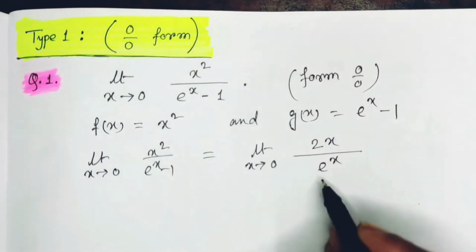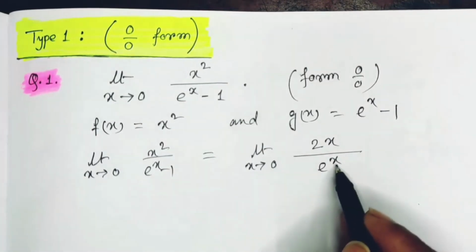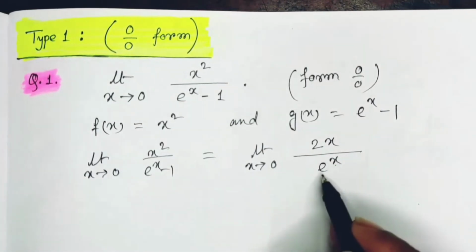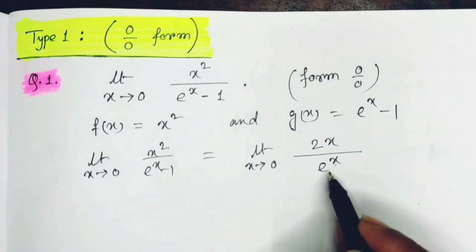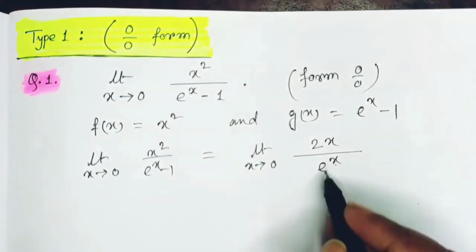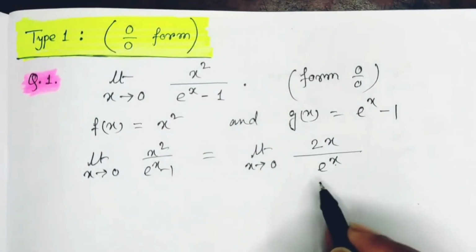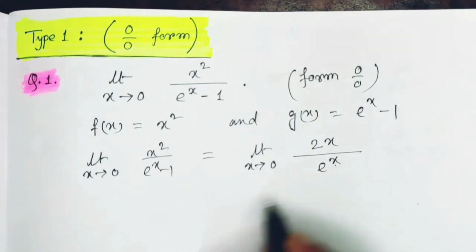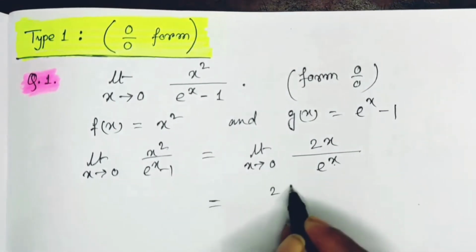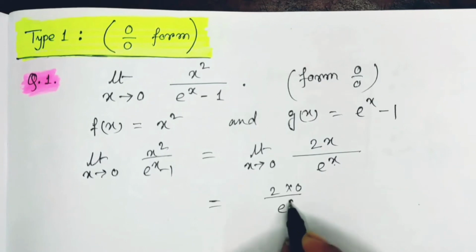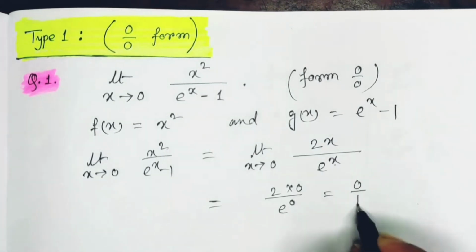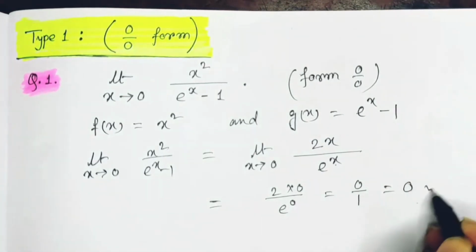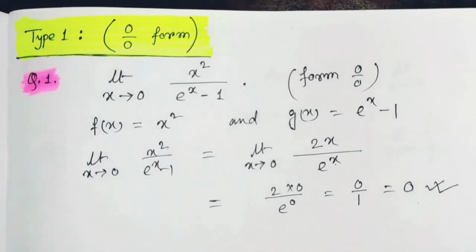Now we check that when we substitute x equal to 0, the denominator value is e to the power 0, which is 1, not equal to 0. That means we should stop here and simply substitute the value of x. So we find 2 into 0 divided by e to the power 0, that means 0 by 1, which is 0. So this is the value. I think it is very simple. Let us do the next one.